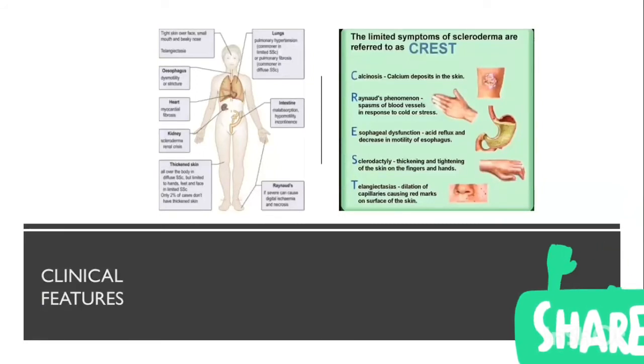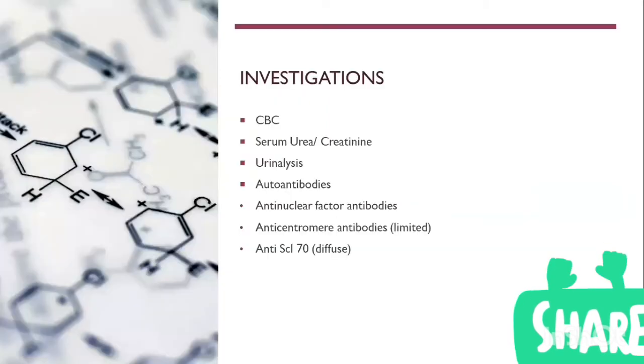For the diagnosis of systemic sclerosis, we go for complete blood count, and as it is a multisystem disorder, so for the proper functioning of the kidney, we can check urea creatinine levels. We can also check autoantibodies, anti-nuclear factor antibodies, and anti-centromere antibodies. And if the symptoms are diffused, we can also check anti-SCL70.